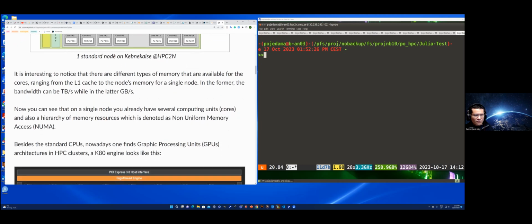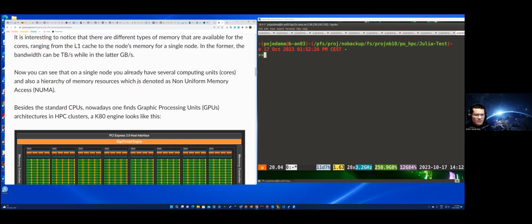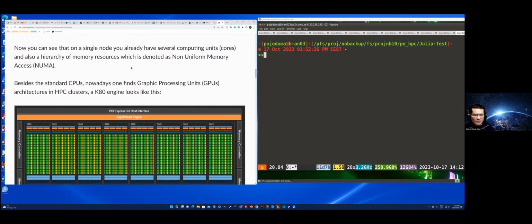So all these cores are arranged into the so-called non-uniform memory access architecture. And why is it called like this? It is because there is a different bandwidth associated with the different memory spaces, as we have seen before. So this is the case of the CPUs, and we also have GPUs available.